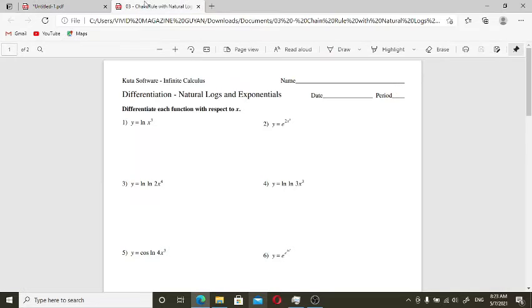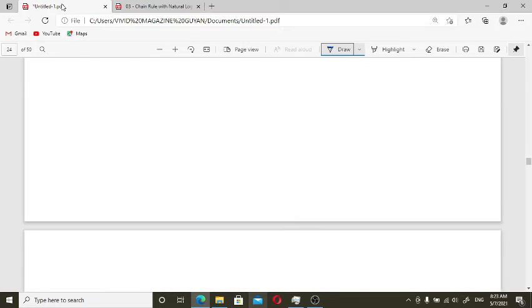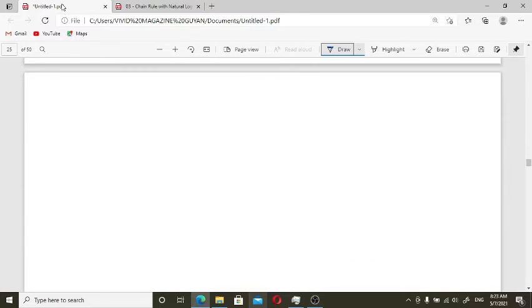Next one, ln 2x raised to the 4th power. Alright, now this is where things become tricky. So let me go into a whole new page. Alright, I got enough page left. So y is equal to ln 2x to the 4th. I'm spacing it out for a reason. So dy upon dx. So again, I'm going to write this again for you.